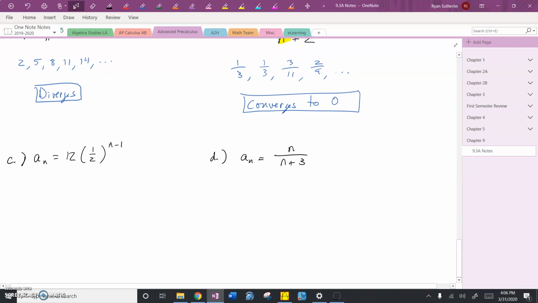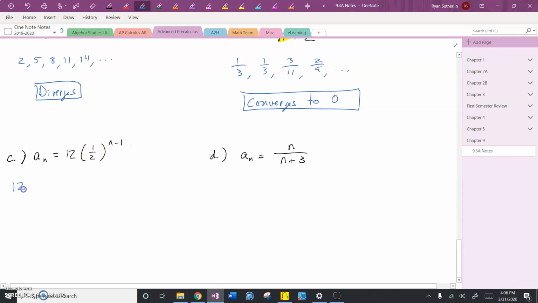Part C. Let's take a look at this one. So if I were to make n 1, well, I would have 1 minus 1 is 0. Anything to the 0 power is 1. So I have 12 times 1 is 12. Now if n were 2, this becomes 6, then 3, then 1.5. And we can see this is getting smaller and smaller, but it's never going to go negative. So we would say this converges to 0 as well.